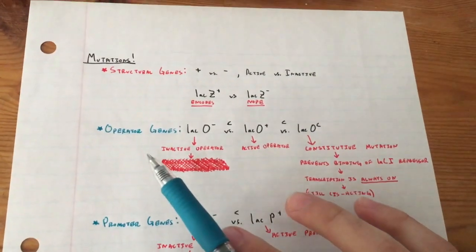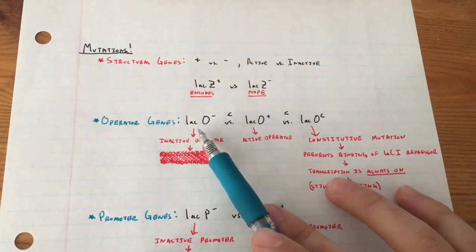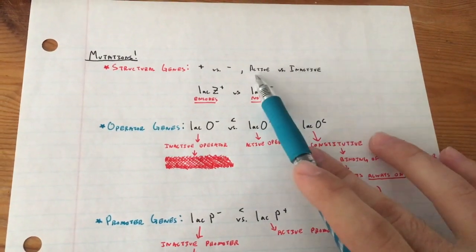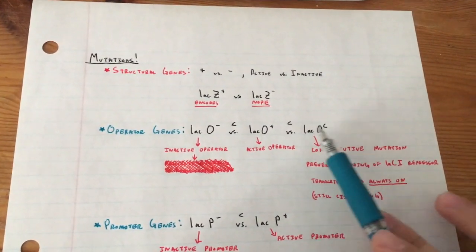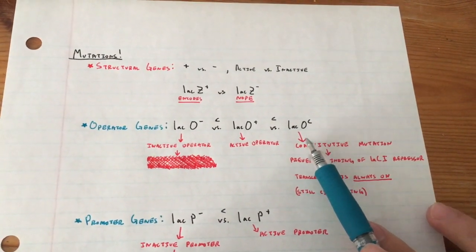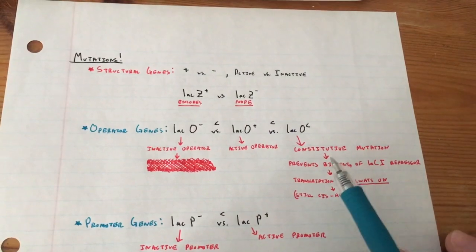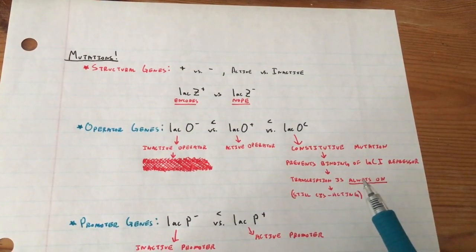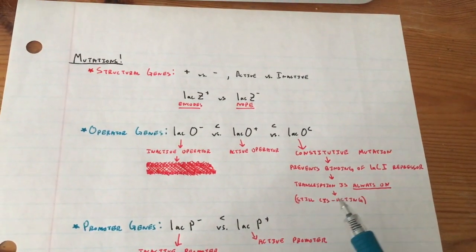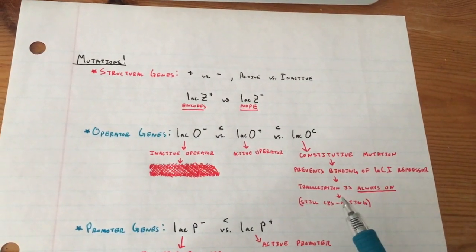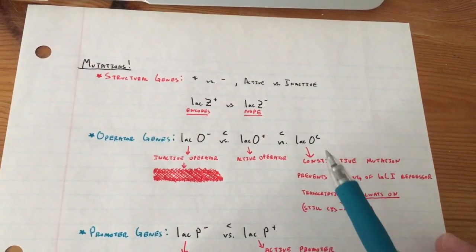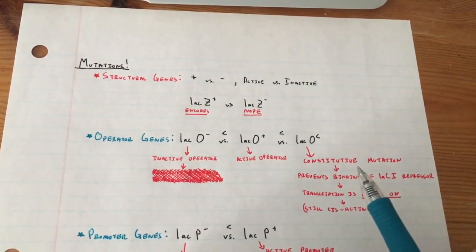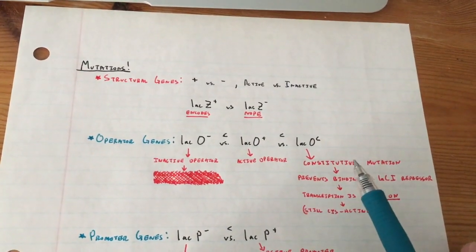Now, moving on to our operator genes. We have LAC-O minus, which is going to be an inactive operator, and LAC-O plus, which is going to be an active operator. And then we have our first mutation, LAC-O-C, which is a constitutive mutation. It's going to prevent the binding of LAC-I repressors, and it's going to have transcription always on. Now, this is still cis-acting, and don't worry, we'll get to what that means in a second. Basically, this LAC-O-C mutation is always going to be operating, always transcribing, no matter what the LAC-I gene is doing.